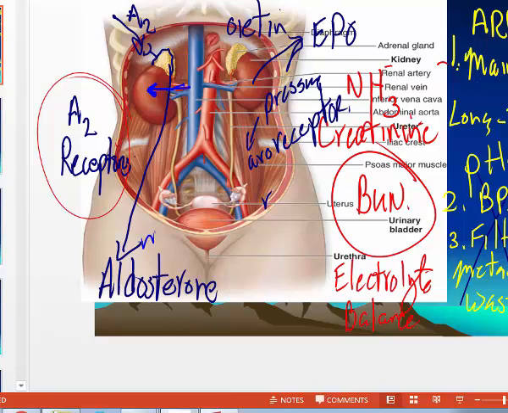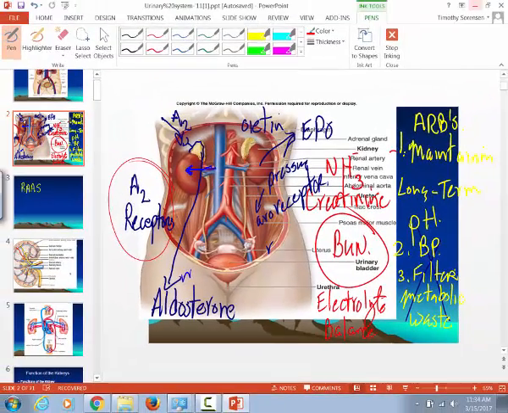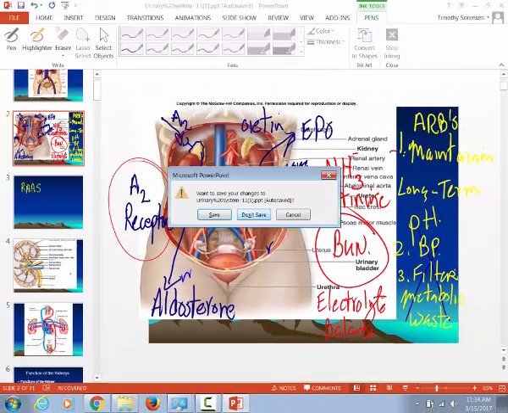One of the problems... Oh, I didn't go over ACE inhibitors. Forget it. We'll do it next time. We will. It's too long.